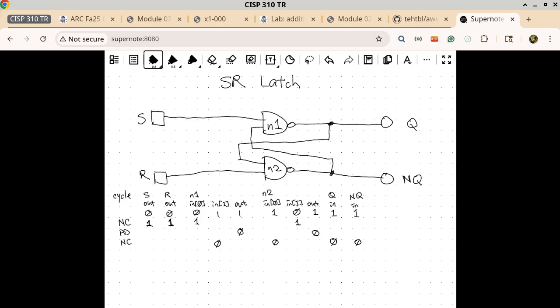No, they do not have to be the same. They turn out to be all the same only because this output changed from a 1 to a 0. This output also changed from a 1 to a 0. That is the only reason why we see all zeros on the NC row that follows it.